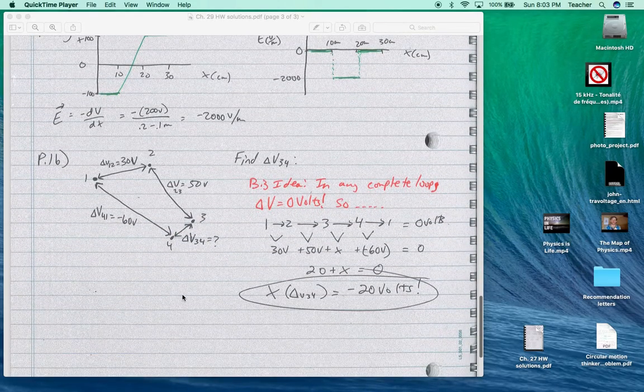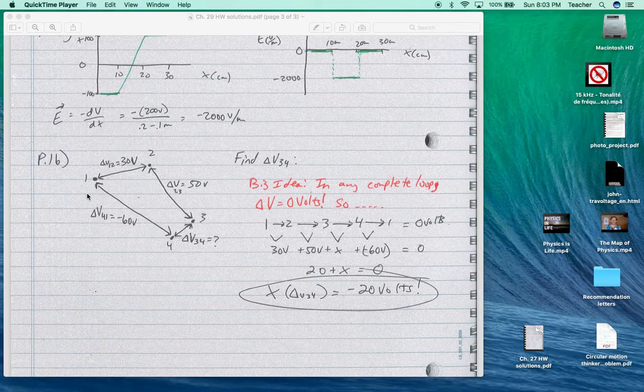This really goes into Kirchhoff's loop rule. Any complete loop, delta V is 0 volts. So kind of figure it out like that. It doesn't matter whether this particular potential is starting at 0. It's maybe the easiest way to think about it as you go around from 1 to 2, 2 to 3, 3 to 4, and 4 to 1.